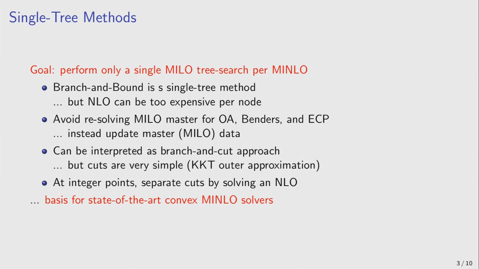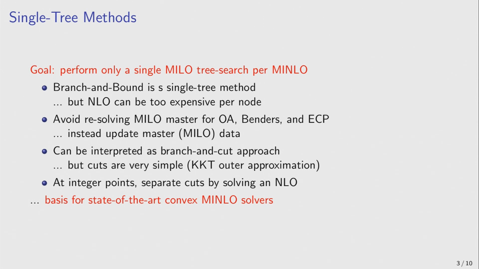So we learned also about branch and bound, but that method suffers from the fact that the individual subproblems on the tree are very expensive to solve. So even though you're only searching a single tree, these problems are very expensive to solve.